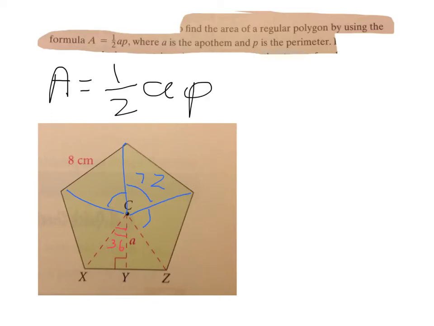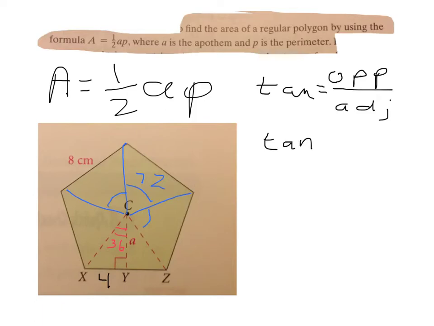Now we're going to use a trig function. We also know XY is going to be 4, because it's half of 8. XZ is 8, so XY is 4. So which trig function? We have the measure of the red arced angle, which is 36. We know the opposite side, and we're trying to find the adjacent side. So hopefully you remember your trig functions. In this case, tangent, which is opposite over adjacent. So the tangent of 36 degrees equals opposite, which is 4, over little a, the apothem.